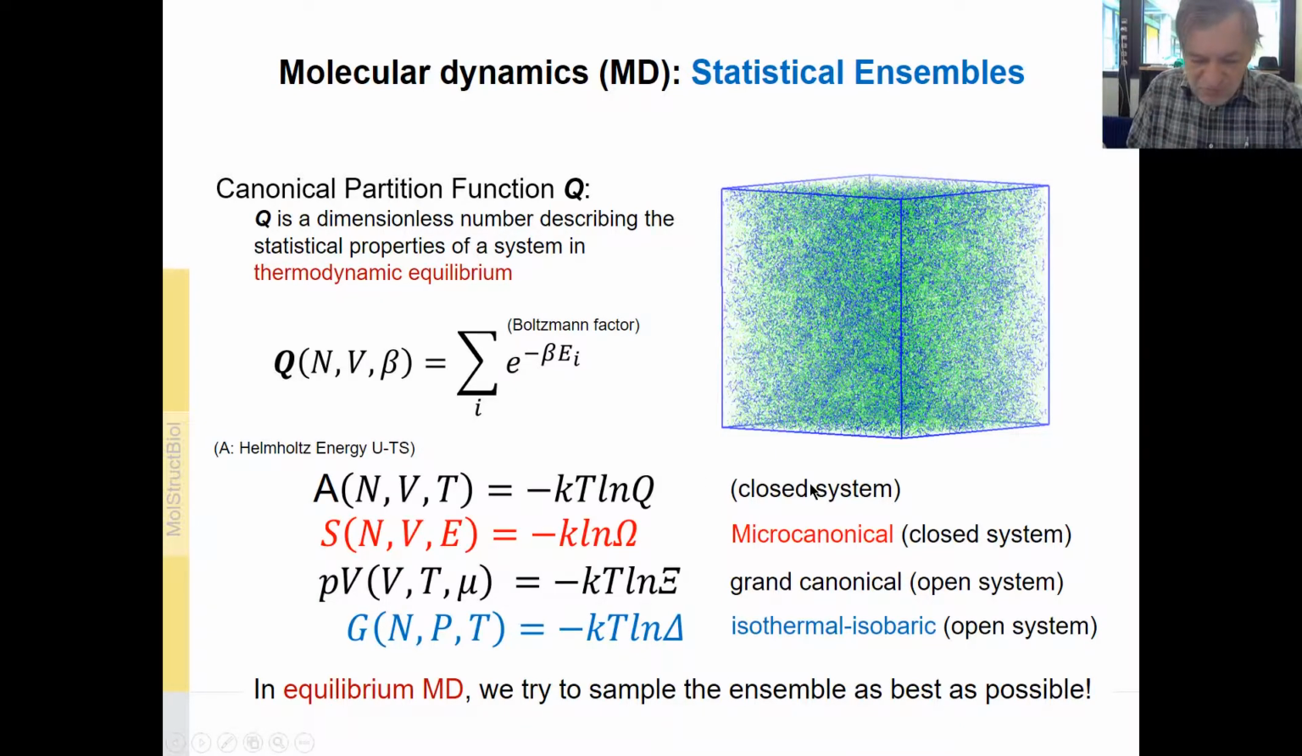So you have a box and it is simply closed. Nothing is changing. Volume is constant. The number of particles in it is constant because nothing can escape from it. Temperature is also constant. So that would be the classical closed system that we have.